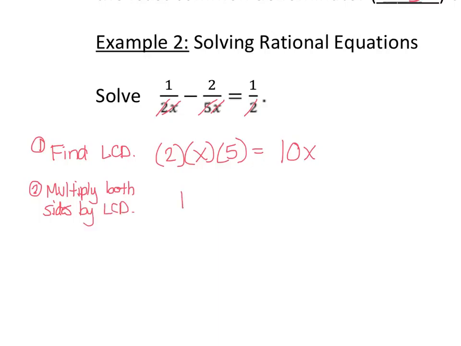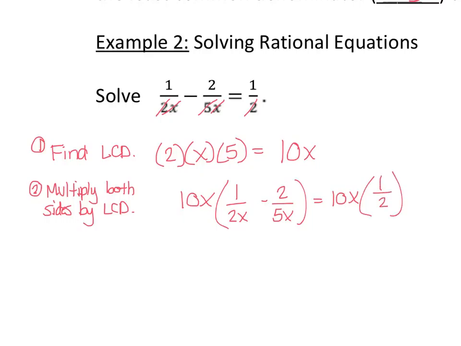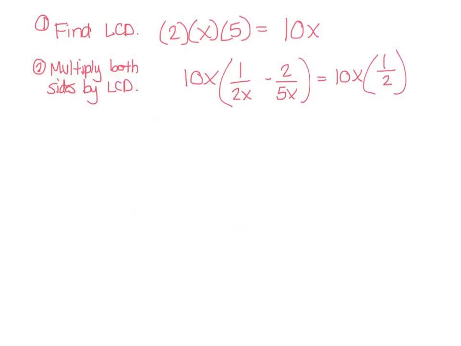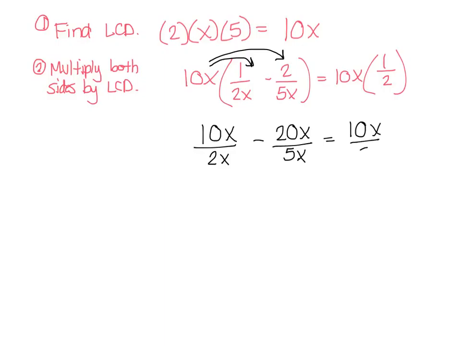So I will write 10x times my first expression, 1 over 2x minus 2 over 5x, equals 10x times my next one, 1 over 2. Now, let's see, we need to distribute this 10x to both terms. So we're only multiplying 10x to the numerator. So 10x times 1 is 10x over 2x. The next one, very good, is 20x over 5x equals 10x over 2. What can we do right here?